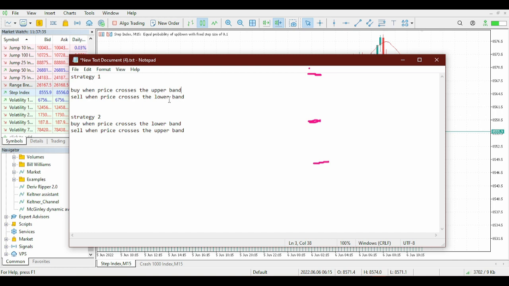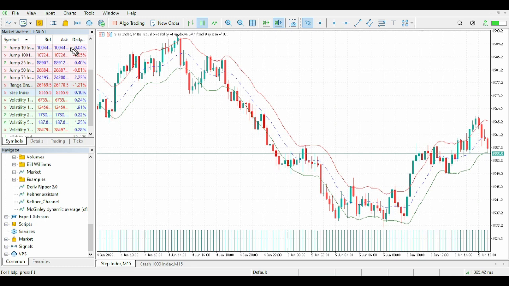So when it comes to selling, you also sell when it's in a downtrend. So where is the downtrend over here? A perfect example of a downtrend is here. So you're saying that you sell when price crosses down, or the lower band, which is here.